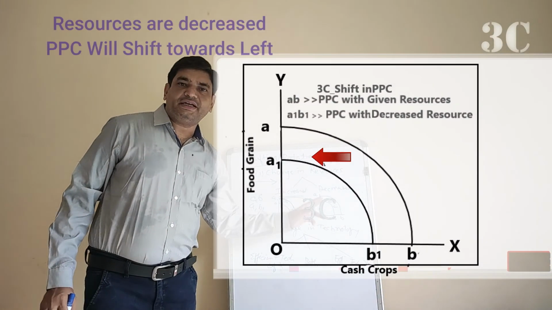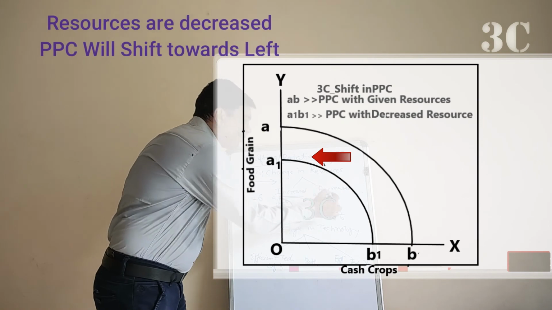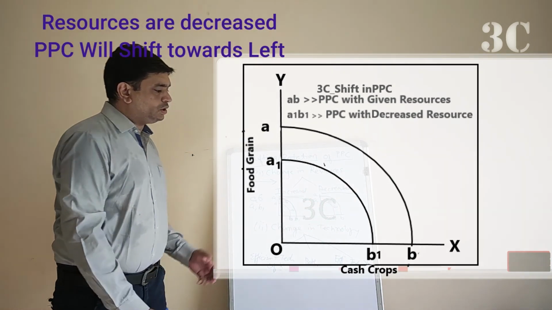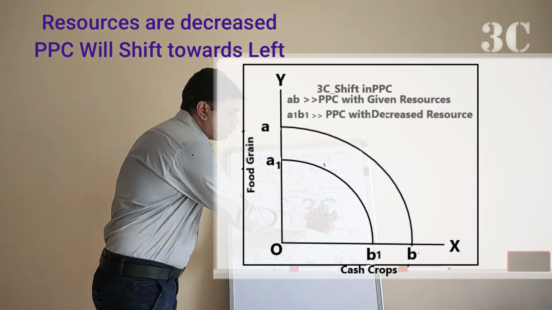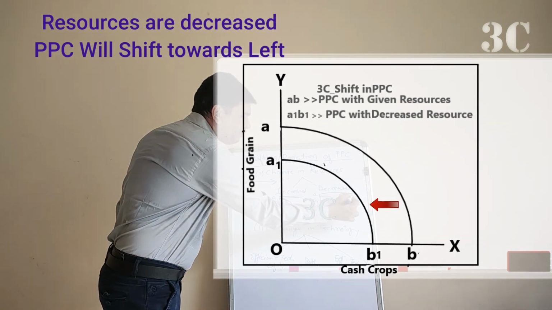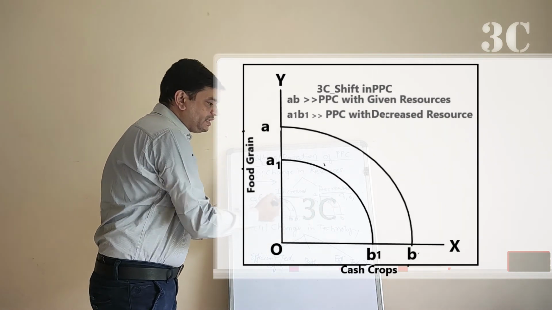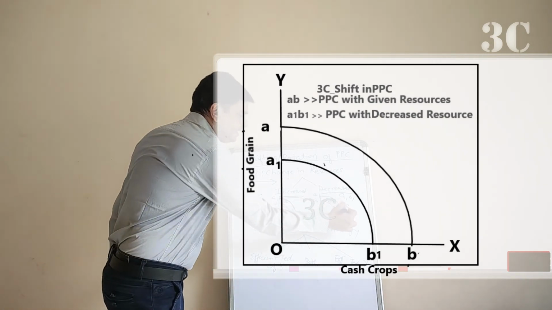If resources are decreased, then the production possibility curve will shift leftward, and the new production possibility curve A1B1 will be on the left hand side of the original AB line.